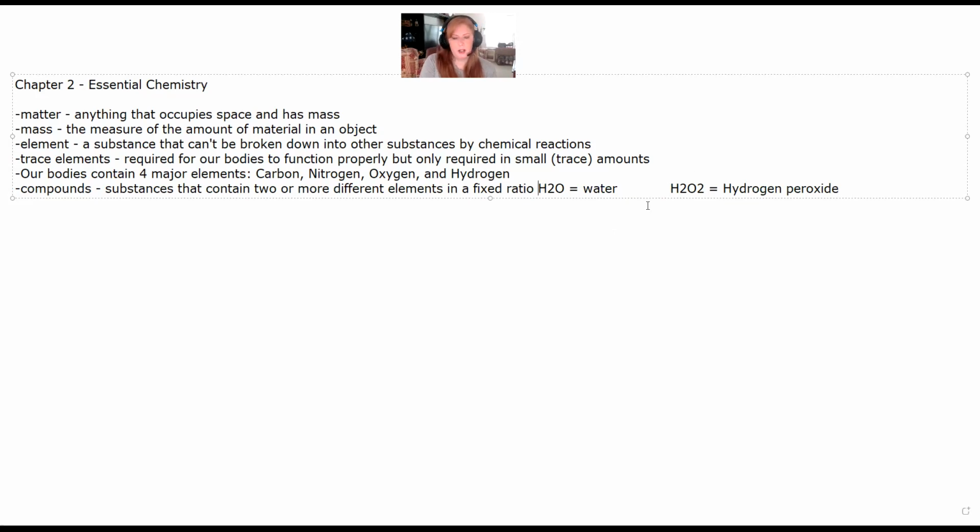So the fixed ratio part is important because in a compound, all compounds of water will contain 2 hydrogens and 1 oxygen in that ratio, 2 to 1. And all hydrogen peroxides, 2 hydrogen, 2 oxygen in that ratio. Okay, so that is important. Okay, doing okay with all the vocabulary? I know there's a lot of vocabulary, but hang in there because we're going to do more.